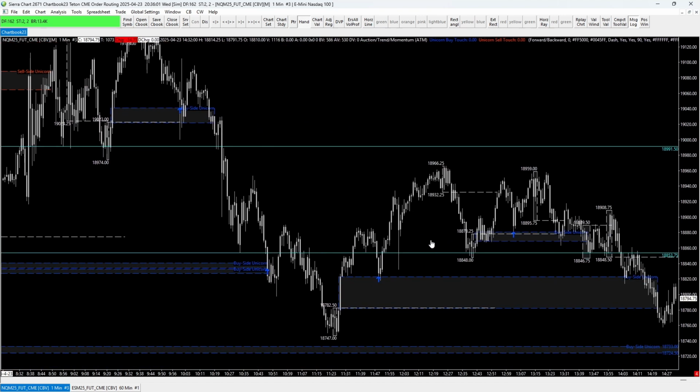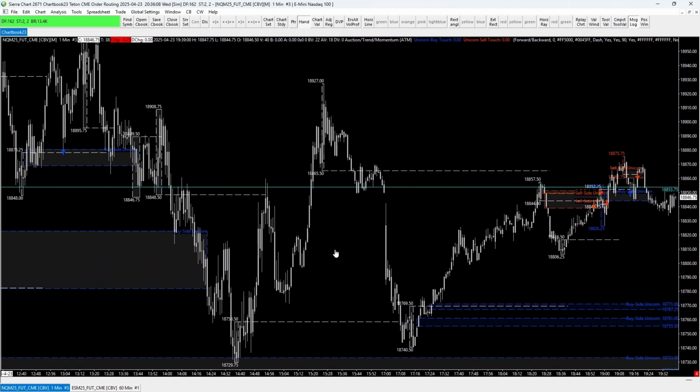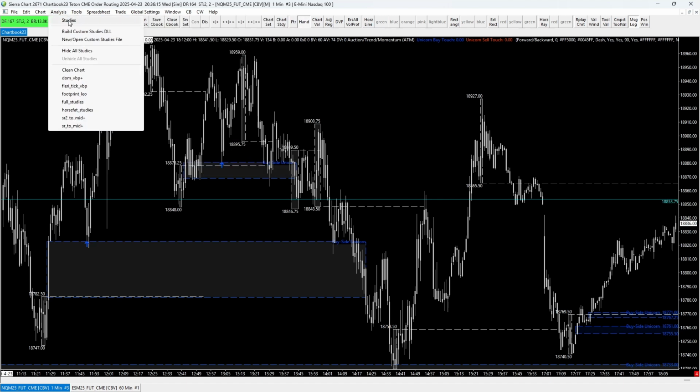One of the things I want to do here is test this first touch signal and see if we can get any kind of fun stats. Now, 1 minute might be a little ridiculous. Maybe we can put this on a higher time frame chart.